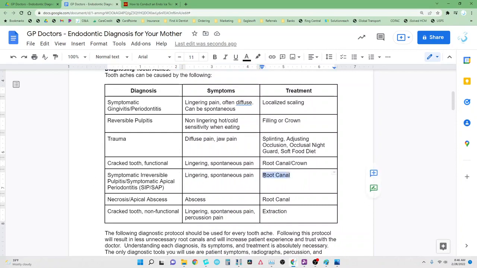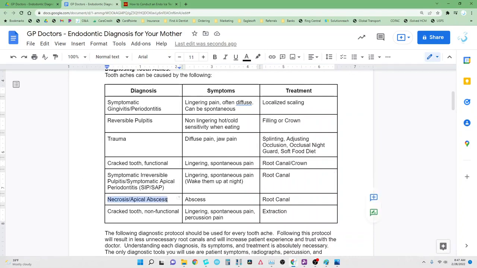It's something that wakes them up at night, okay? So whenever I say spontaneous pain, to me, it means, does it wake them up at night, okay? They need a root canal. And the patient will basically say, please, doctor, I can't go another night without sleeping. Can you take out that infected nerve? Yes, we'll do the root canal, okay?